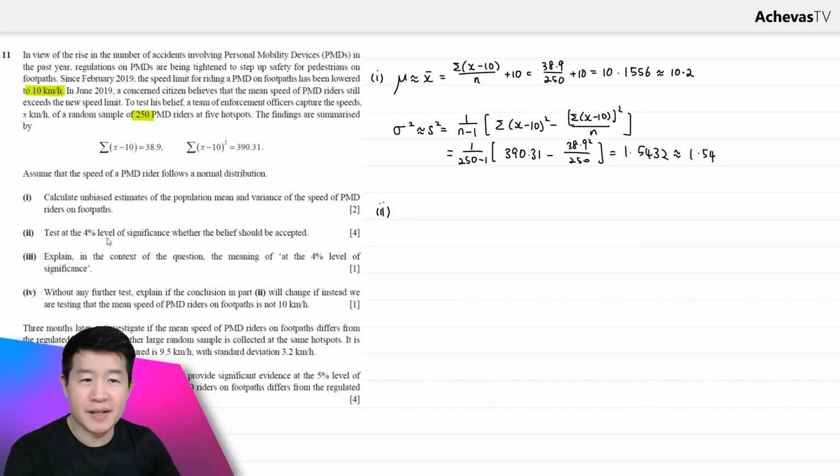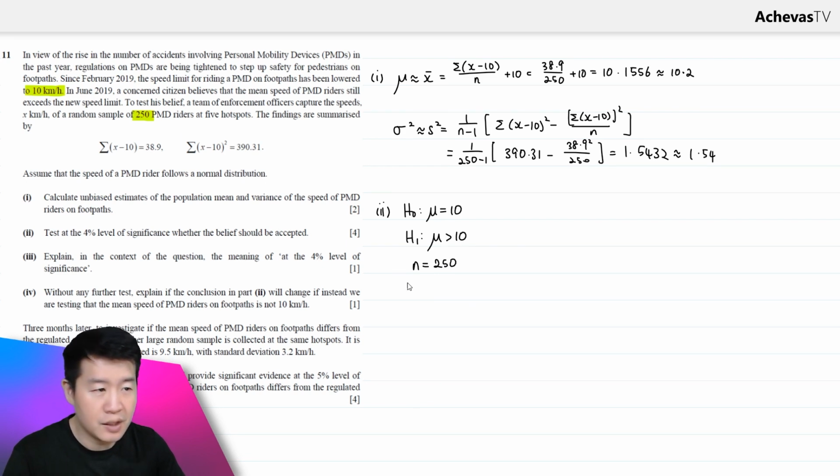Part 2, let's test at 4% level of significance for the belief. The belief is that the speed limit is going to be exceeded. So H0 is when mu is equal to 10. H1, the alternative hypothesis, is the belief that the speed limit has been exceeded. The number of samples that we are using is 250. The evidence that we have collected shows us that the sample mean is 10.1556.